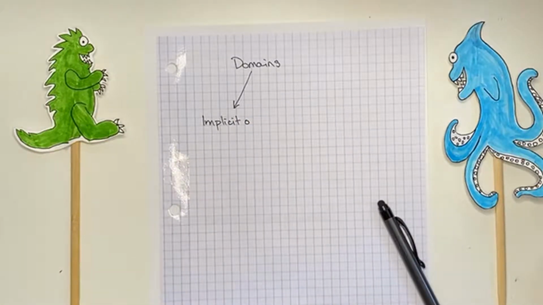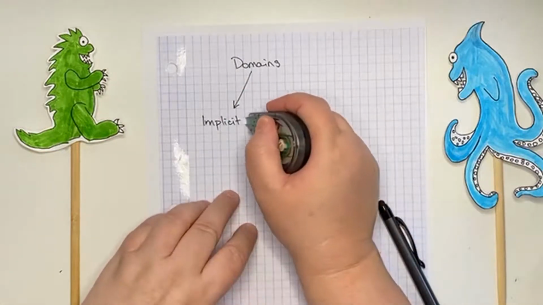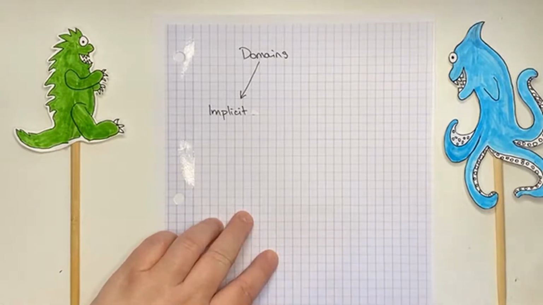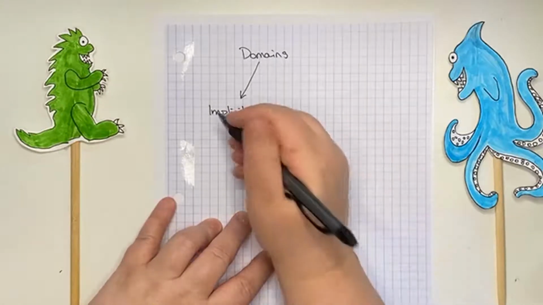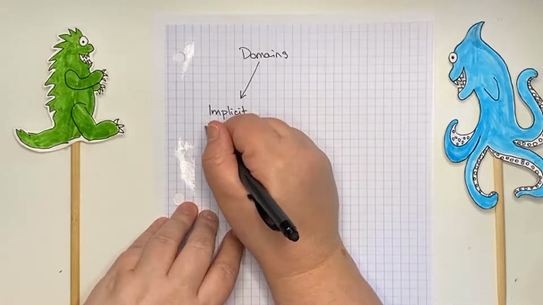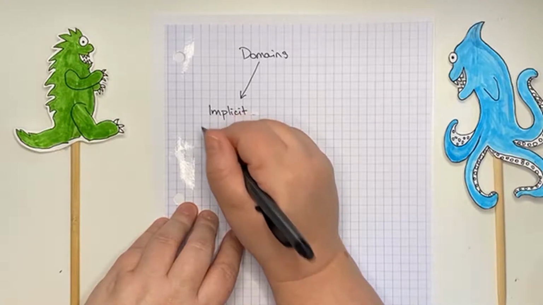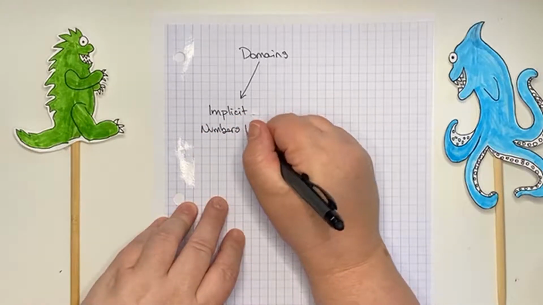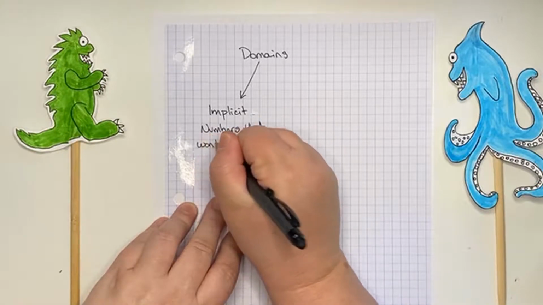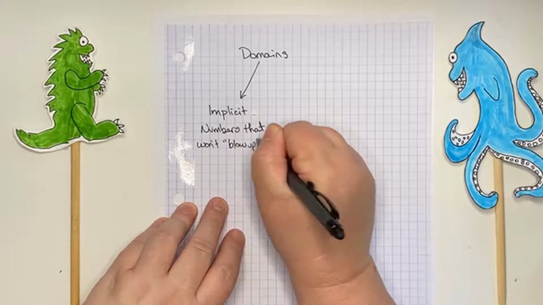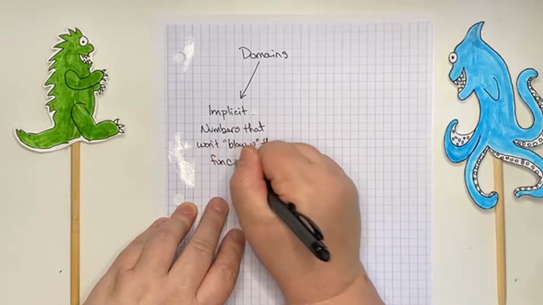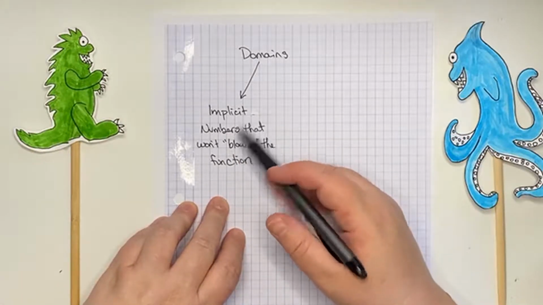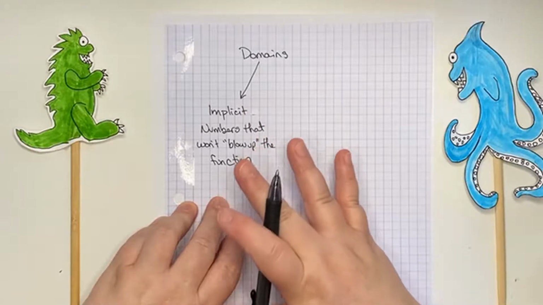I'm going to use the word implicit here because I like that word. Remember, implicit is like implicit multiplication. It means that it's a hidden thing. The domain is the numbers, I'm trying to think of a way to phrase this, the numbers that won't blow up the function. So domain can be implicit, so not stated, but just understood. And these are the set of numbers that don't blow up the function.